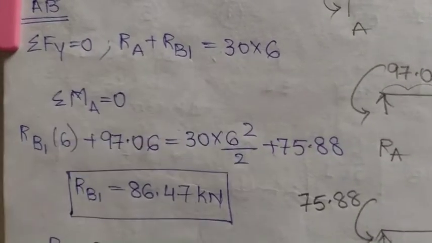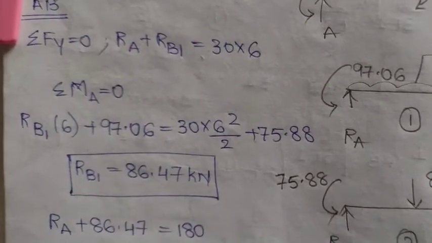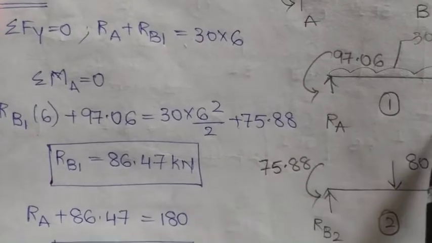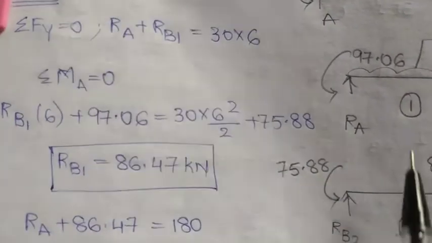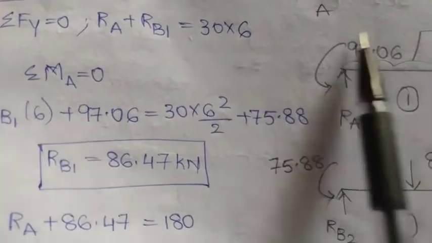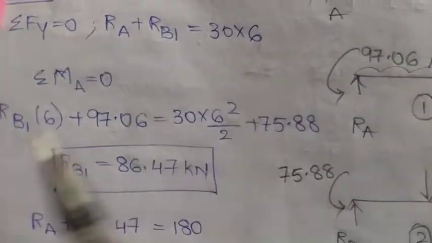So the next step, the redundant forces we have calculated, we'll be applying to this diagram. We'll just divide the spans into span 1 and span 2. We'll apply the redundant forces we have calculated, along with the loading that is given in the question.